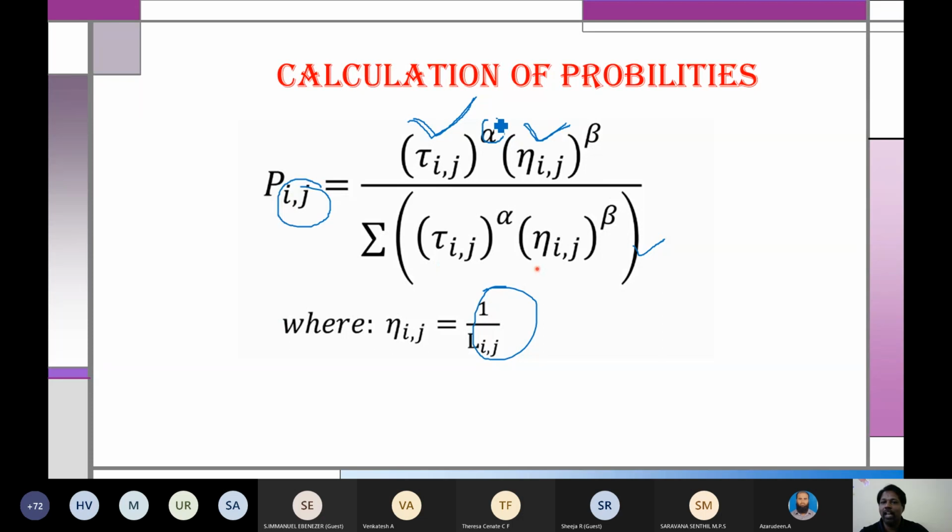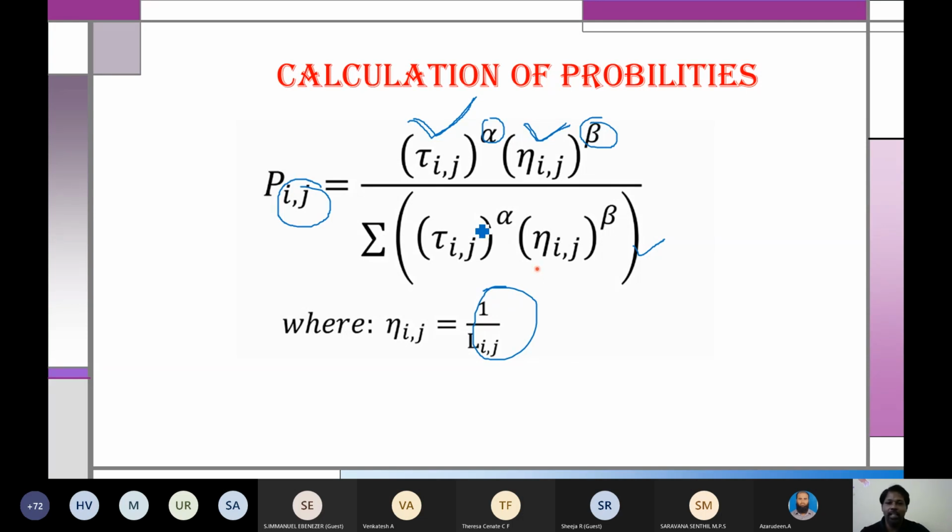This alpha and beta are the control parameters. By changing the values of alpha and beta, we can control the working of this algorithm. Generally, if you see papers, alpha and beta are taken from 1 to 10. So by changing the values, you can easily make our algorithm converge. That control is with alpha and beta, so depending upon their values, the change will be there.